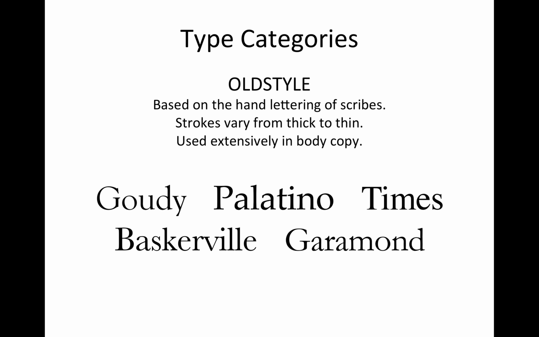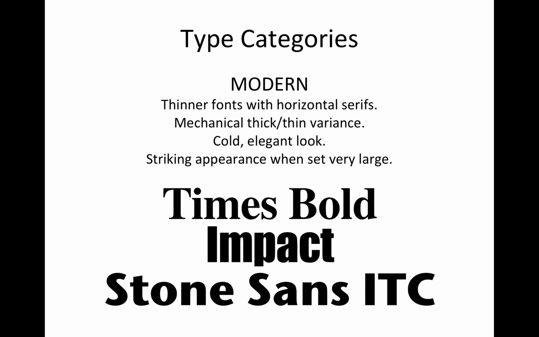Let's talk about the different types of fonts in the world. The first is old style, which were based on hand lettering of scribes. The strokes will vary from thick to thin and are used extensively in body copy. The modern category creates thinner fonts with horizontal serifs. It's mechanical in its variation of thick to thin. It's cold and elegant and creates a striking appearance when set very large.